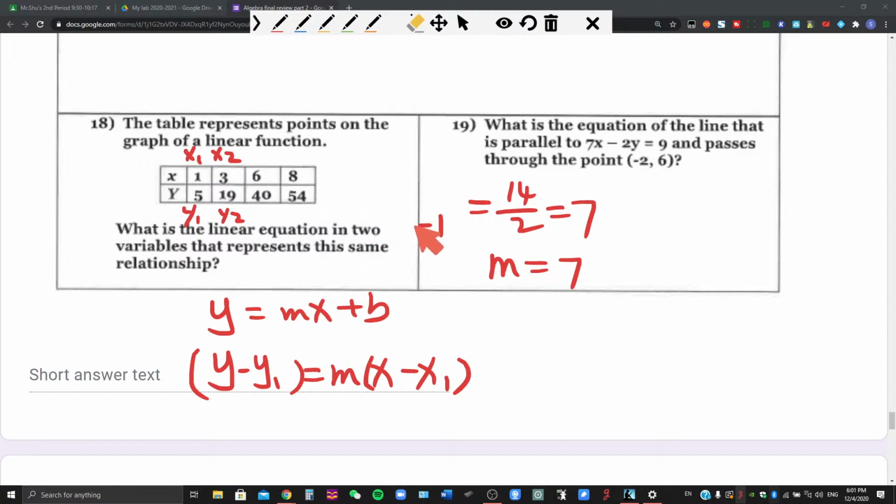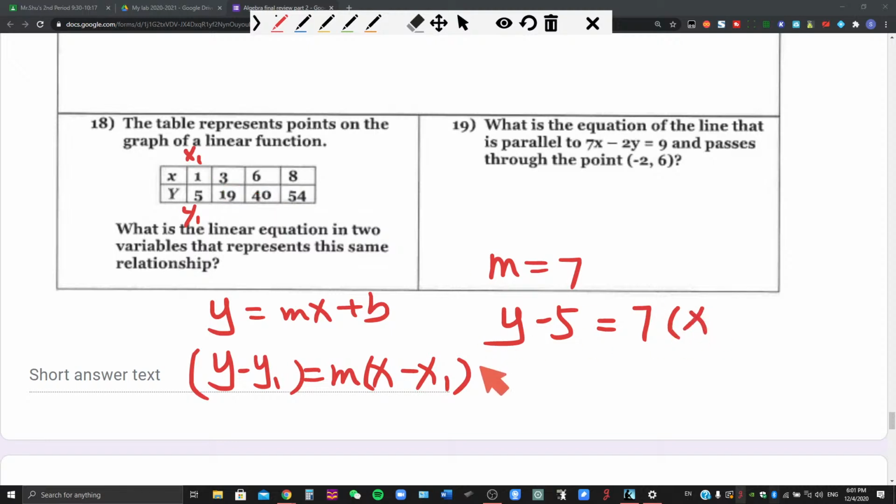M is 7. That means when x goes up by 2, y goes up by 2 times 7, which is 14. Now we can do two methods. If you use the point slope formula, you only need x1 and y1, so you can just go ahead: y − 5 = 7 times (x − 1). This will give you the formula.